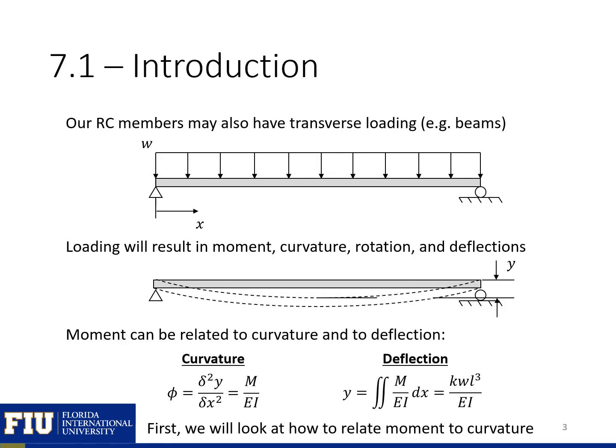Our reinforced concrete members aren't just going to have axial loads, as we looked at in the last several sections. We can also have transverse loading, for example, beams. These members will have either distributed loads or point loads, which will cause moments, curvature, rotation, and deflections. We can remember that our moments can be related to our curvature and our deflections using our different mechanics relationships shown here. And we're going to first look at how we can relate our moment to our curvature for the behavior of our reinforced concrete members.